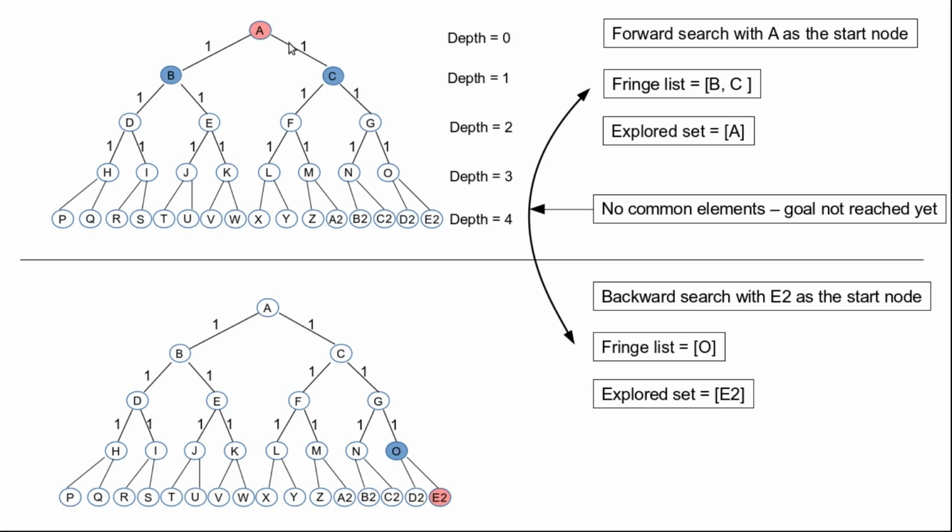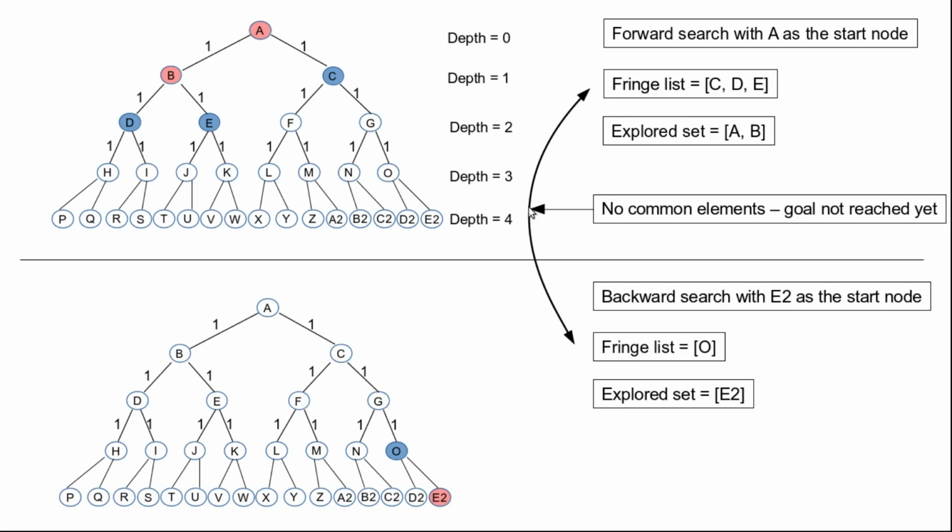And let us again perform a step on the forward search. We'll select node B from the fringe list and expand it, and when you expand node B, it will generate the nodes D and E. So the newly generated nodes D and E will be entered into the fringe list, and node B will be entered into the explored set.